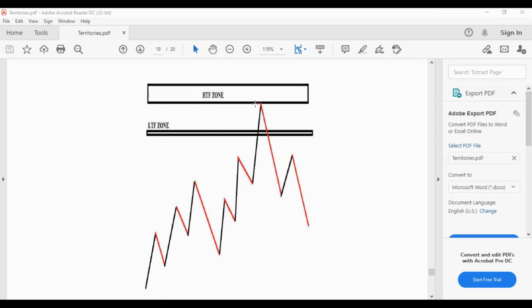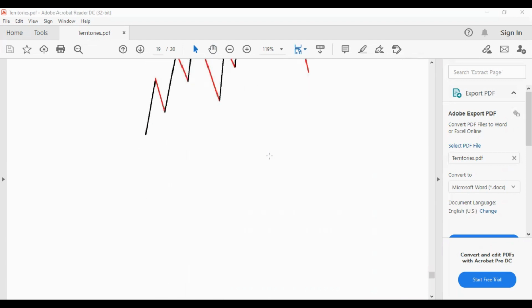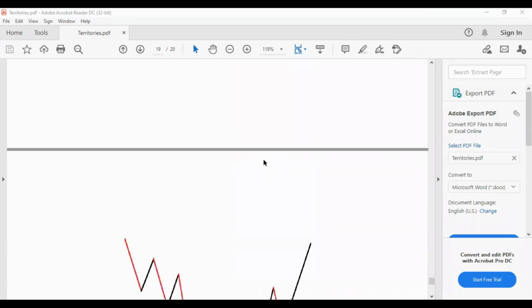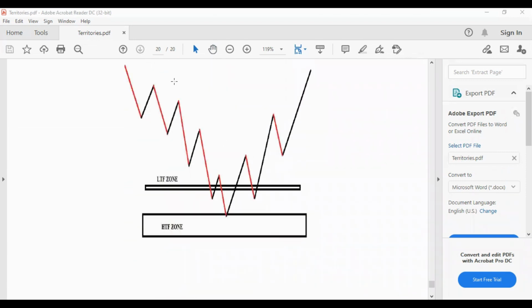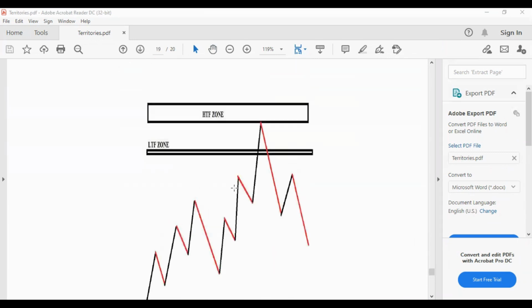You see, it came to this higher zone, then it came into your range. This is an example of sales. You can see here, this is an example of buys. You can see what was happening here. Same concept. So make sure you see what's happening ahead.